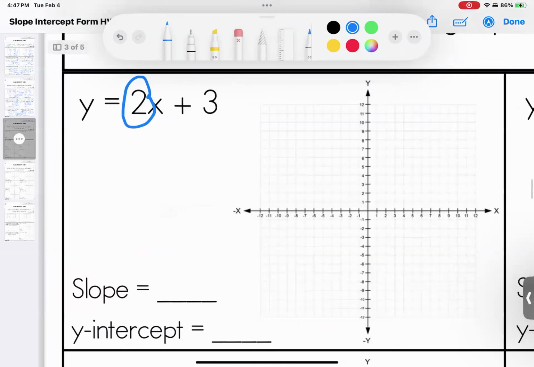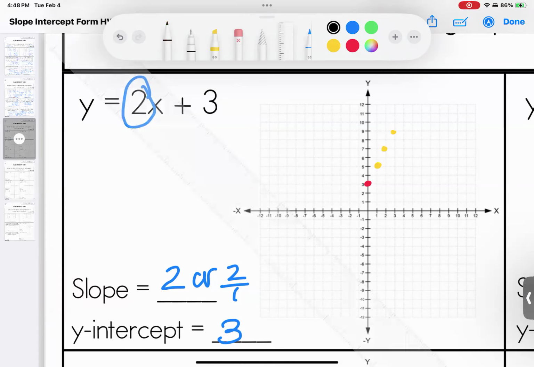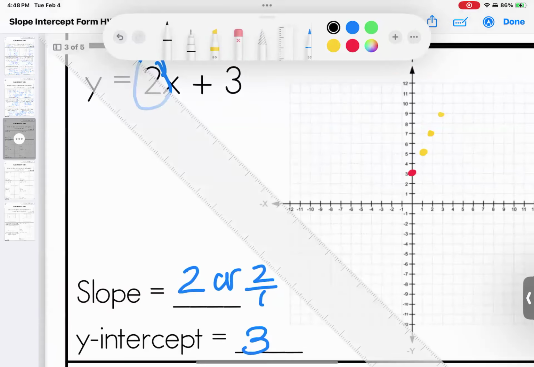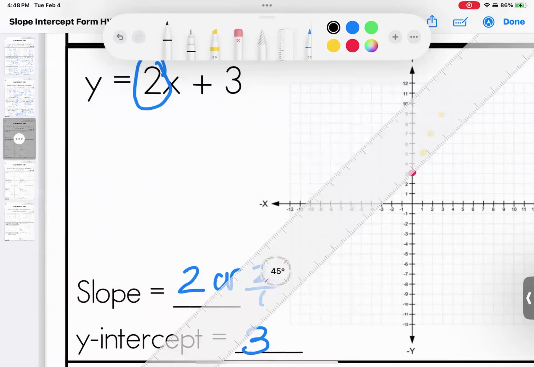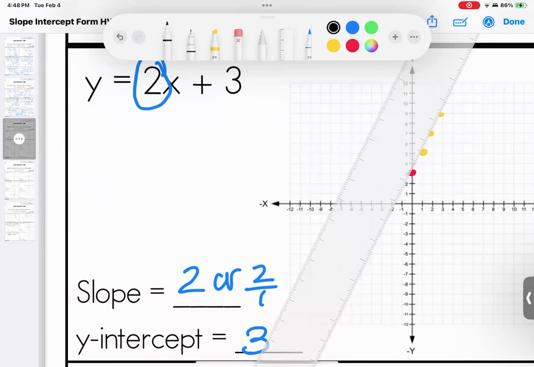So here is my slope, 2 or 2 over 1 for purposes of graphing. Y-intercept is 3. So I'm going to go up to 3. I'm going to put my plot, and then I'm going to go up 2 over 1, up 2 over 1, up 2 over 1. You really just have to do one plot point. I'm just being an overachiever. And then we need to connect our line.